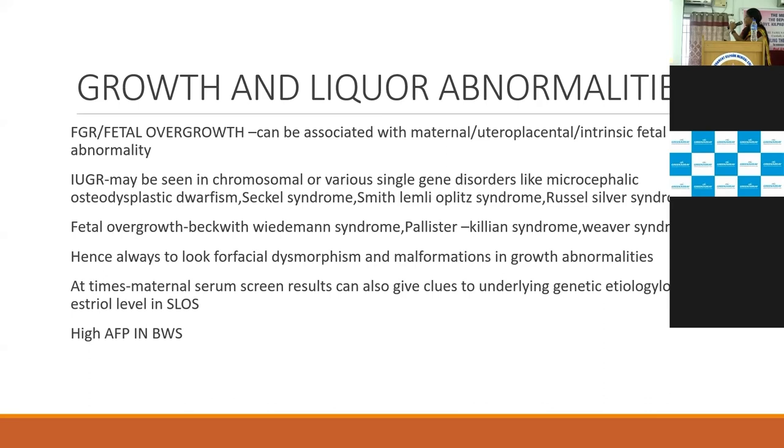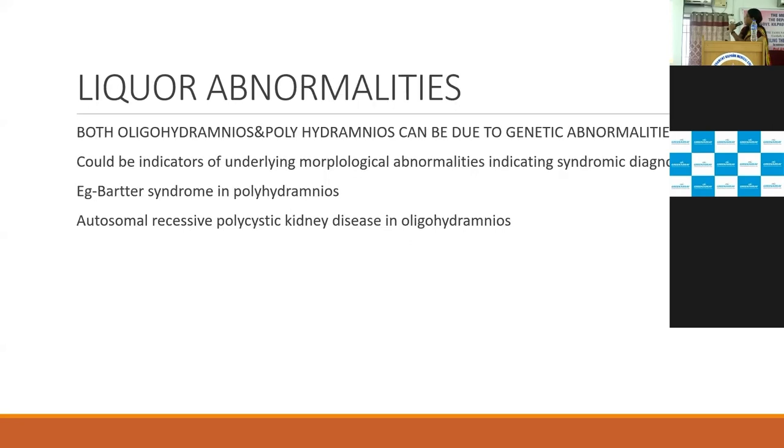At times, maternal serum screening gives a clue to the genetic etiology. Example, low level in SLOS and high AFP. Go back to the serum screening reports and confirm the diagnosis. Macrosomia, along with a high AFP in that report, then Beckwith-Wiedemann syndrome can be confirmed. Liquor abnormalities, both oligo and poly, can be due to genetic abnormalities.